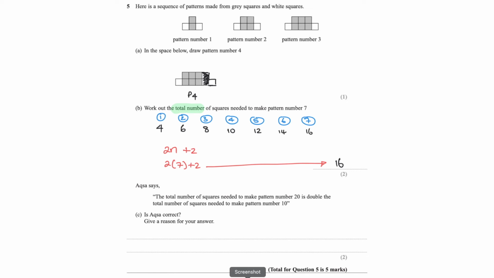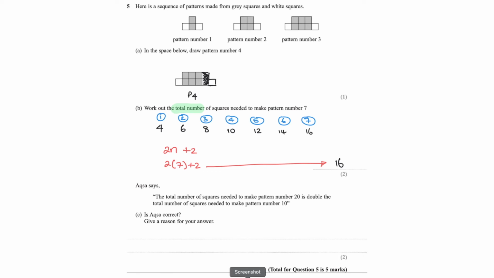Anyway, to finish this off in what will be less than 5 minutes, it says the total number of squares needed to make pattern 20 is... AXA, let's call her that, says that the total number of squares needed to make 20 is double the total number of squares needed to make 10. Is she correct? Give a reason for your answer.